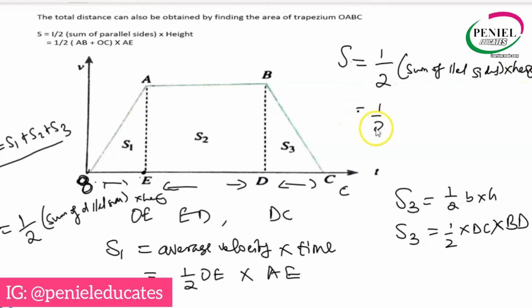All right, so half, what is the sum of the parallel sides? We have AB, one parallel side, and we have OC. So we have AB plus OC. Then multiply by the height, which is AE. This is the height here. AE can be BD, it is the same thing. So this is also the total distance. If you really don't want to do the other style, you can calculate the total distance with this.